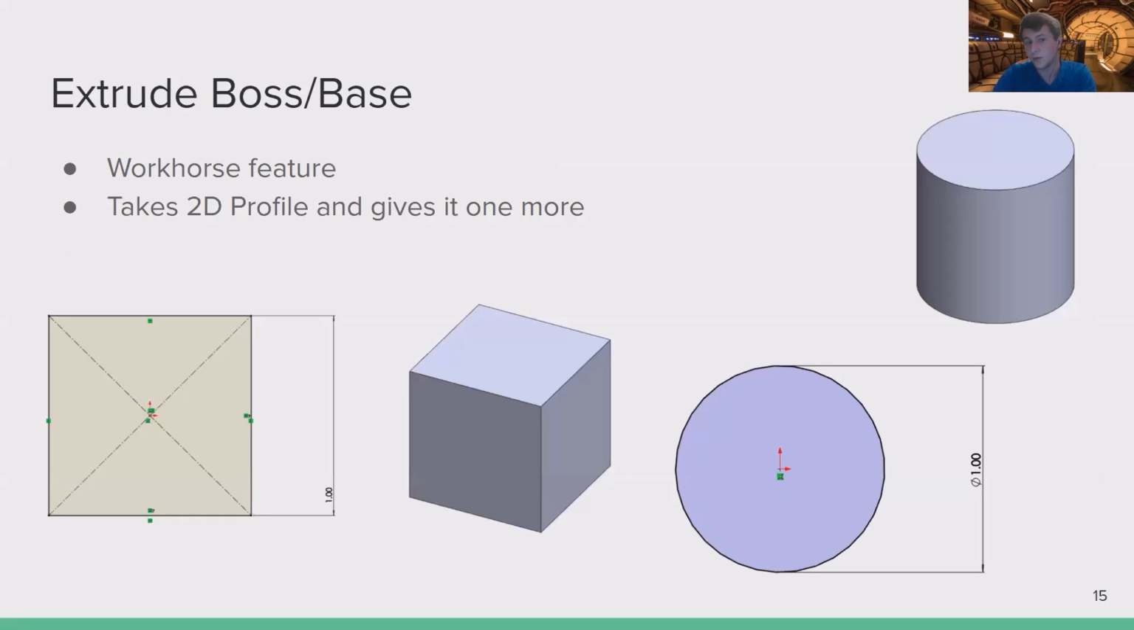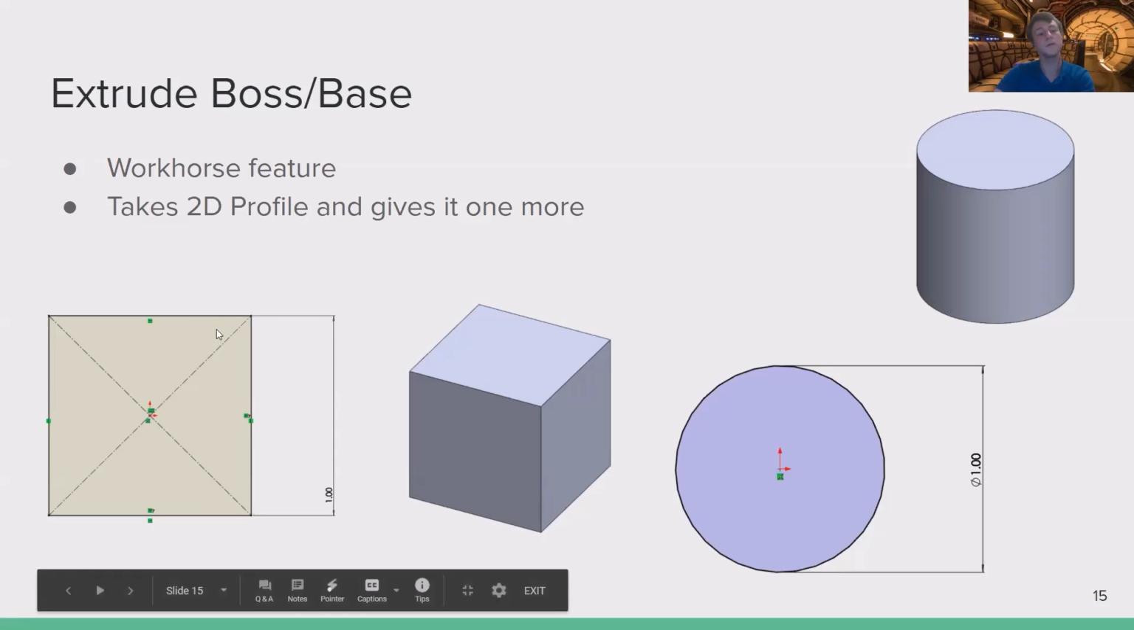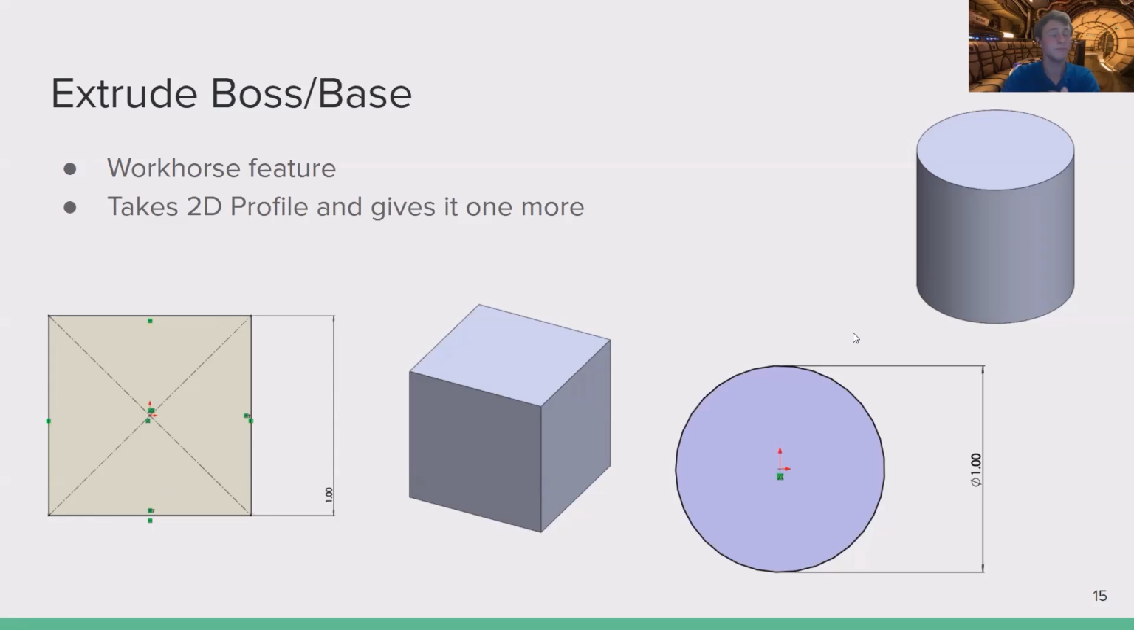All right, so the first one is your workhorse feature that you'll use all the time. It's really hard to think of a part that you wouldn't use this for in some way. It's Extrude Boss Base. This is just taking whatever 2D geometry you have and adding one extra dimension to it. In the case of the cube, I have this square that I've defined. This could be a rectangle or whatever. And then I'm just adding one more dimension to it, so I'm giving it height or depth or whatever you want to call it. A circle becomes a cylinder, that sort of thing. It's just a straight addition of material to whatever 2D profile you have.